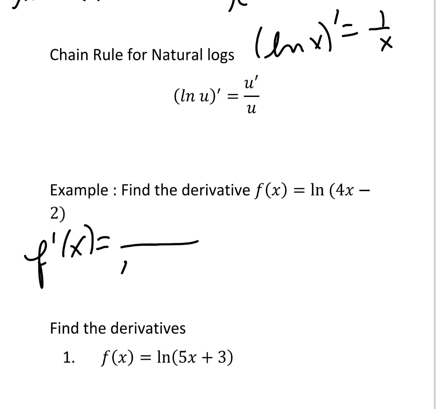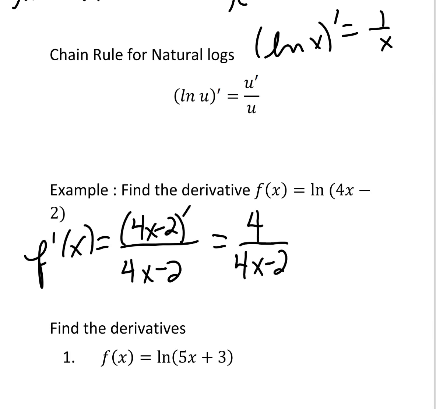All right, we'll start with f of x equals the natural log of 4x minus 2, the derivative. I put 4x minus 2 in the denominator. The derivative of 4x minus 2 is 4 goes on the top. Then I keep 4x minus 2 as it was. This particular time, 4, 4, and 2 are all multiples of 2, so I could reduce this to 2 over 2x minus 1.